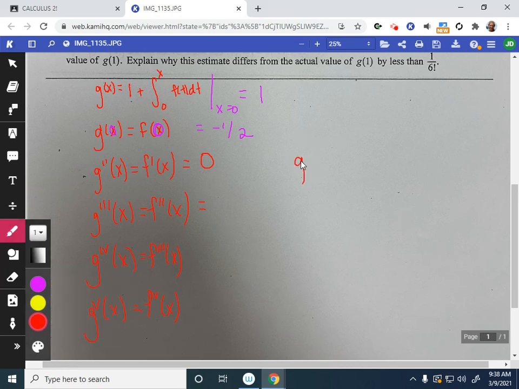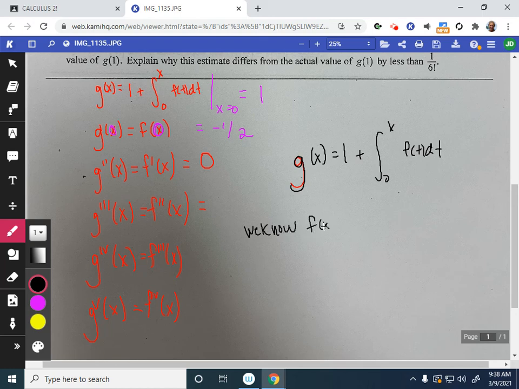Since I know, oops, I want a different color. Since I know that g of x is 1 plus the integral from 0 to x of f of t dt. And I know what f of t is, don't I? I know what f of x is.